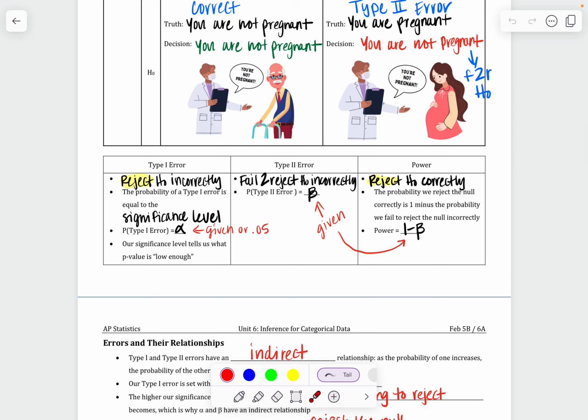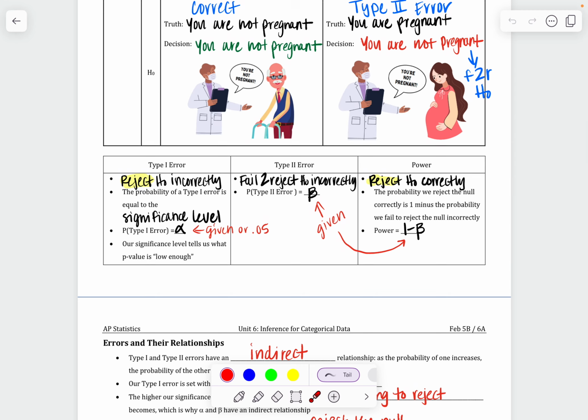One thing I will say, these are going to be values that will be given to you, at least for type 2 and power. They are not going to be things that you will have to find mathematically. Alpha is generally given, but if you don't have it, you just assume it to be 0.05. There is no value that we necessarily assume for type 2 or for power. And the last one, power, is just the probability to reject the null correctly. So basically, you made the right decision.